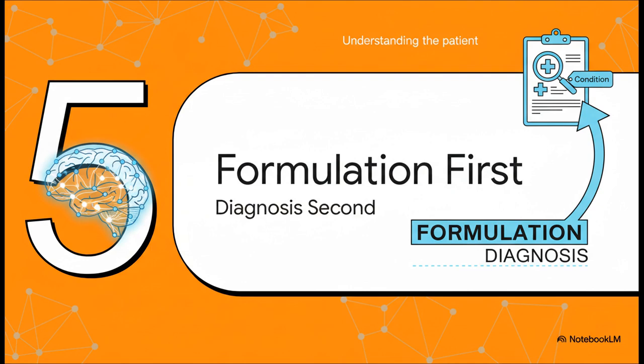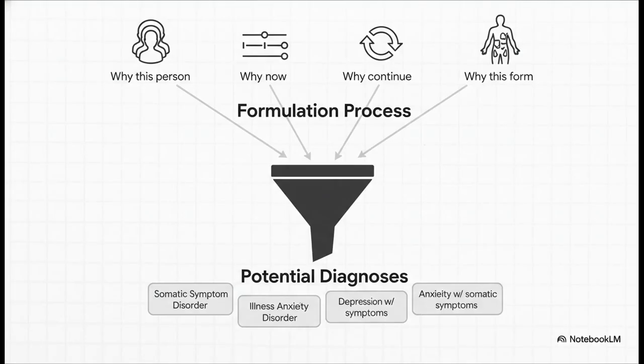And now for our last and maybe the most practice-changing step of all. Formulation first, diagnosis second. This section is all about the proper order of things, and the golden rule is simple. You always figure out the formulation first. Once you have that rich, detailed formulation, once you truly understand the why behind everything, then, and only then, do you look at a list like this and decide which label fits best. These diagnoses are the final step. They're just a shorthand for the rich story you've already uncovered.